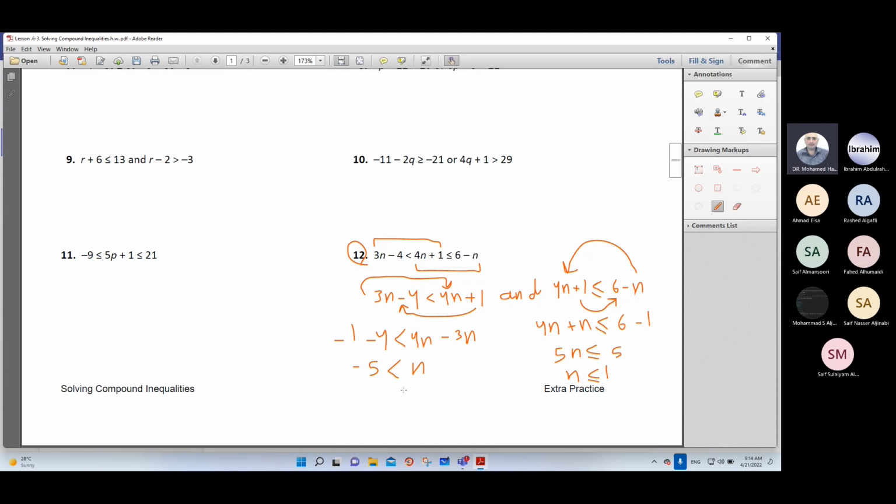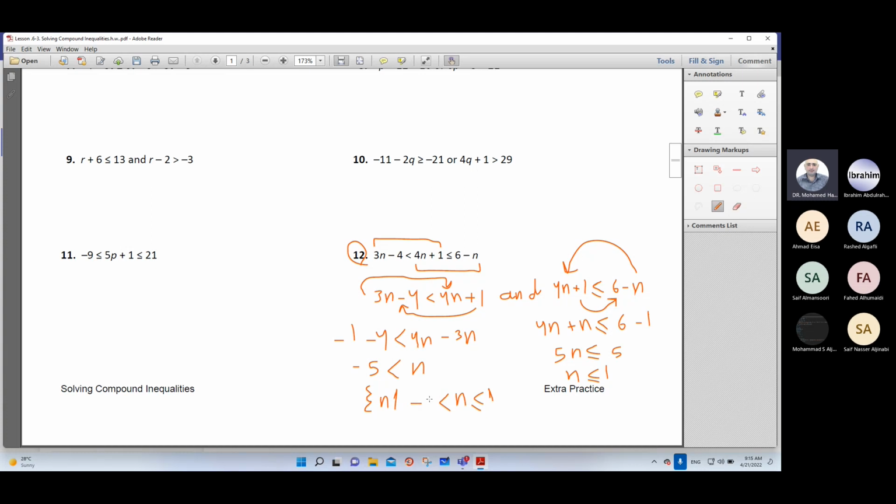Now we can write the set of the solution. We have the variable n such that n is between two values: n less than or equal to 1, and greater than negative 5. Then we can graph the solution.